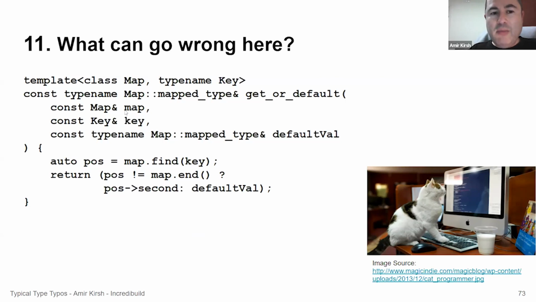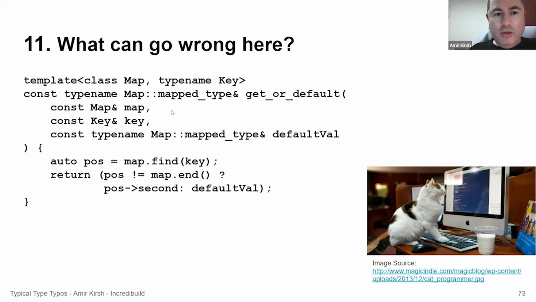The thing is that you provide me with a map, with a key, and with a default value. If the key is not in the map, I return the default value provided. So you get either the value that is in the map or the value that you provided as the default. The implementation is quite simple. I look in the map whether the key is found. If it is found, I return the second, which is the value associated with this key. And if the position is the end, it means that I didn't find the key and I return the default value.